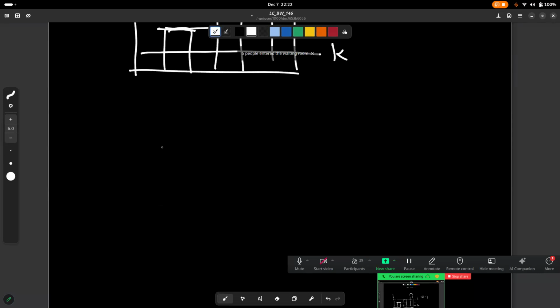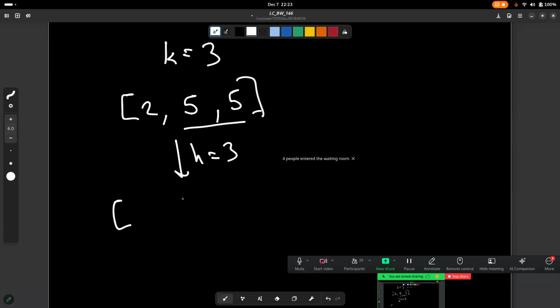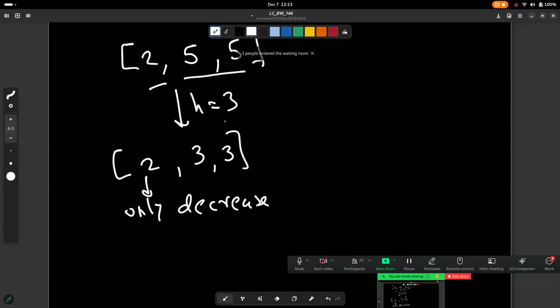So consider the case of say k is equal to 3 and your array is 2 and 5, 5. If you consider h equal to 3, you can have h equal to 3 because there is exactly one type of element, that is 5, which is strictly greater than 3. You have converted this to 3 and 3, but your 2 remains 2. Now in any scenario 2 can only decrease, but it won't increase, right? So 2 can only decrease, it won't increase.